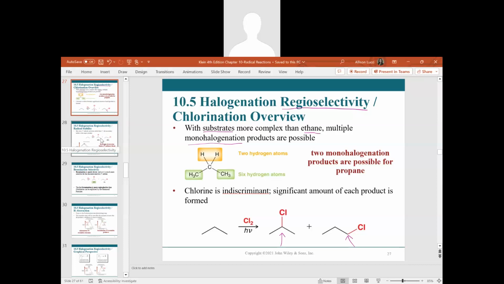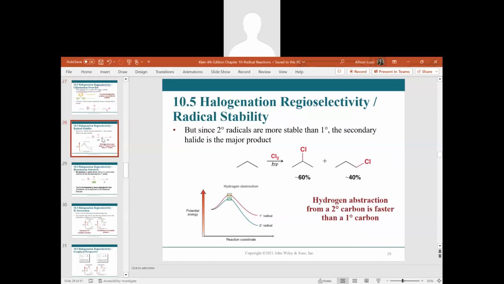And this has to do with the relative potential energies between a primary and secondary radical. So what we see here is that there's not much difference in energy during this rate determining step, this creation of the site of chlorination through hydrogen abstraction. And we see that the secondary carbon will be faster because it's lower energy than the primary carbon.